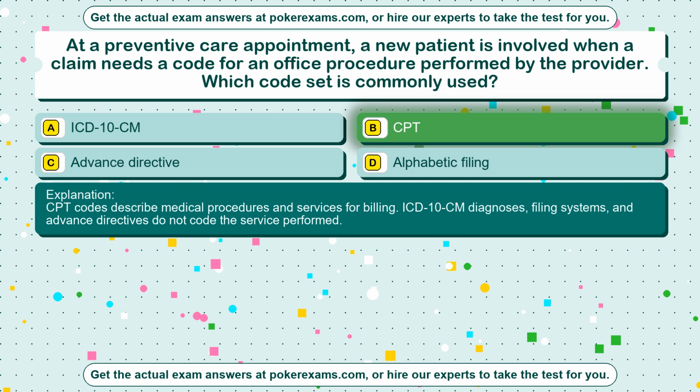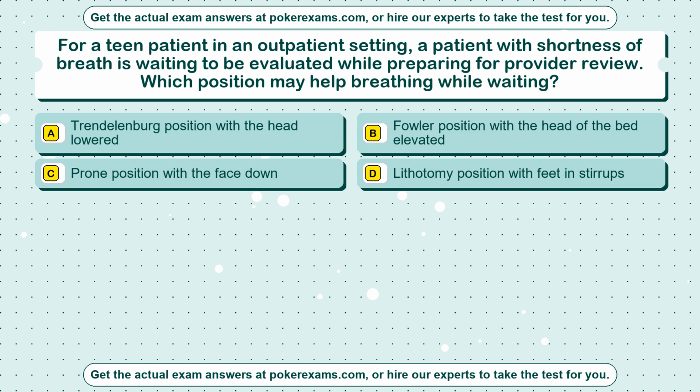CPT codes describe medical procedures and services for billing. ICD-10-CM diagnoses, filing systems, and advanced directives do not code the service performed. Question 63. For a teen patient in an outpatient setting, a patient with shortness of breath is waiting to be evaluated while preparing for provider review. Which position may help breathing while waiting?